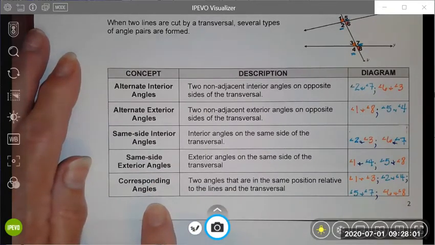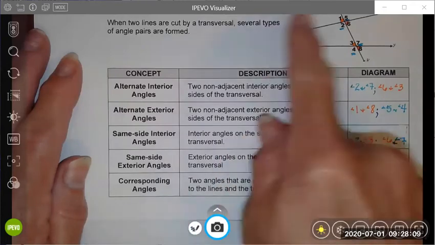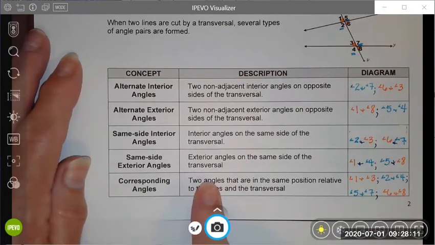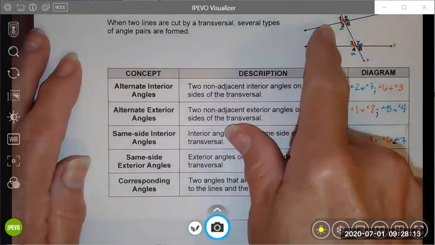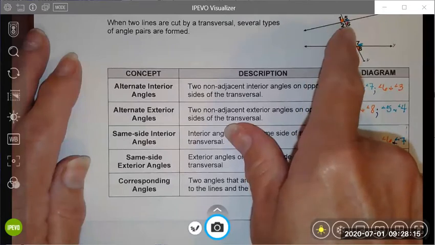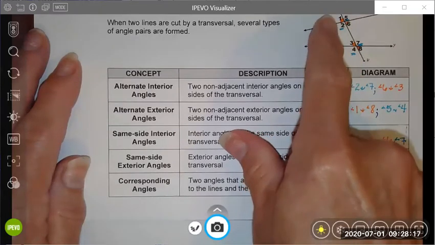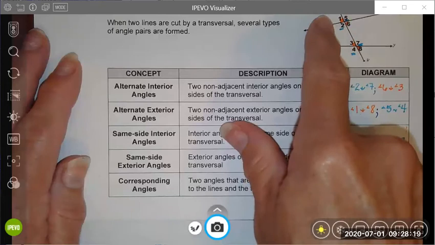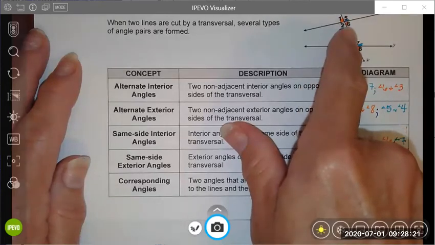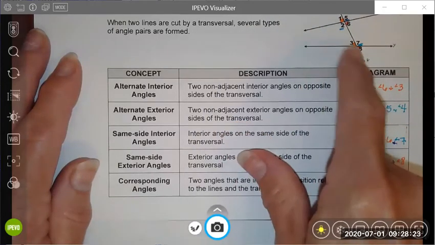The tricky one for most of my students to remember would be the corresponding angles. And these are just angles that are in the same relative position in the diagram. What I have done in my diagram is I colored in the vertical angles orange, the ones that go from top left to bottom right.